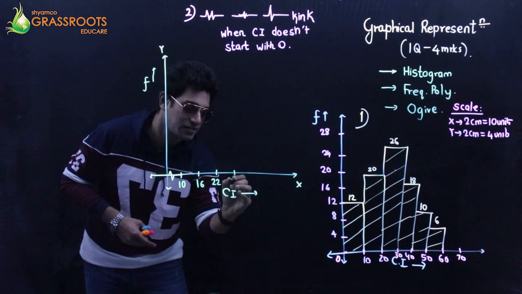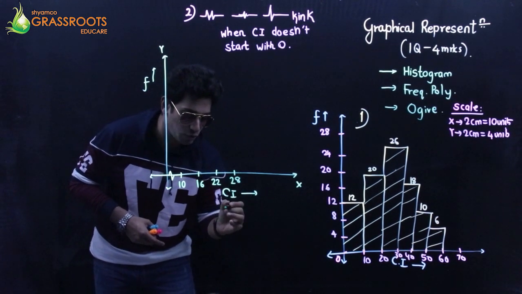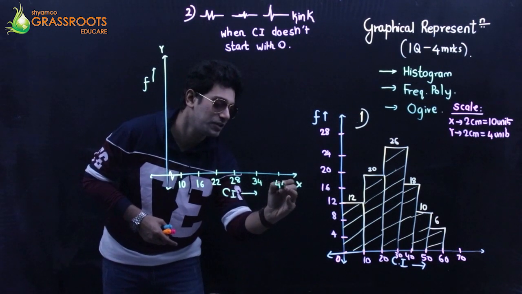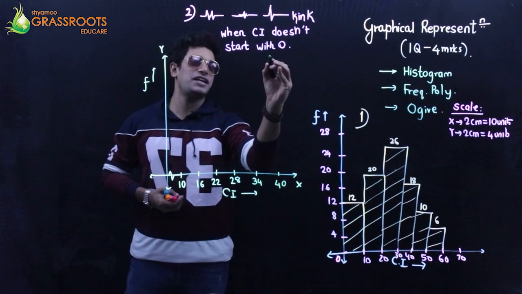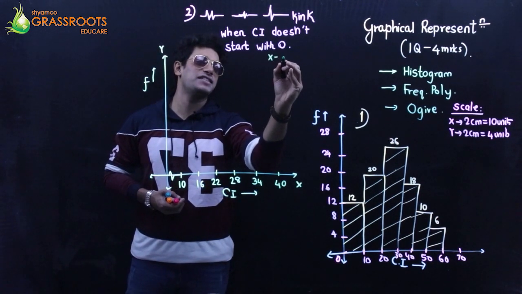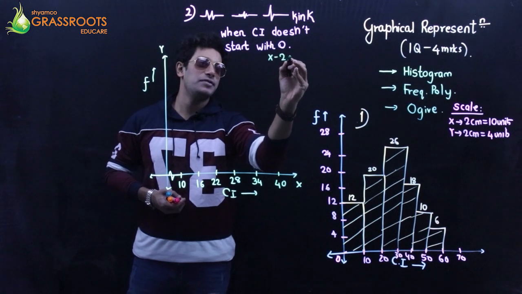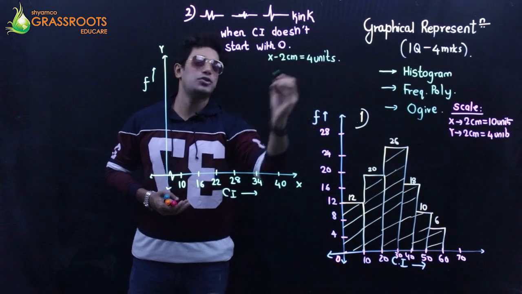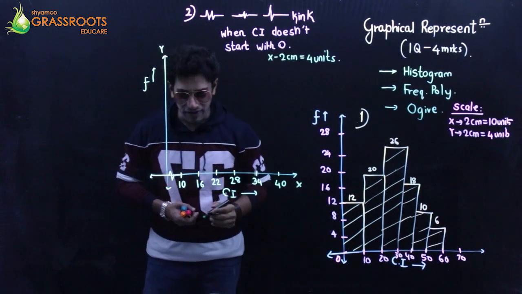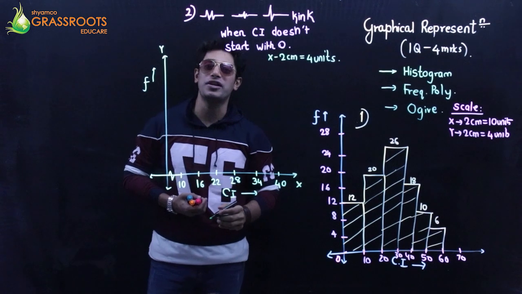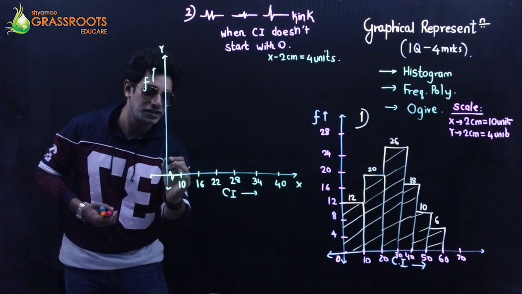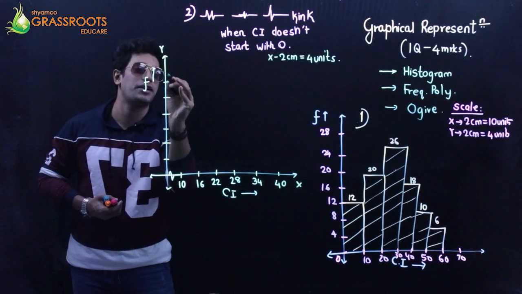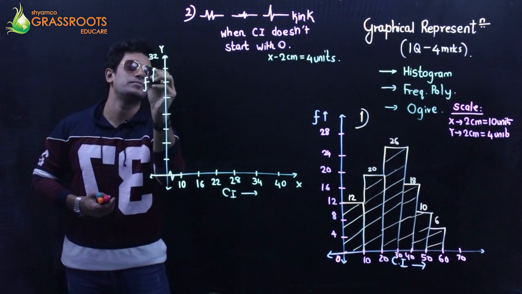It's a gap of 6, 28. It goes on till 34, 40. Fine. So on the x-axis the scale is 2 centimeter as 4 units. On the y-axis, maximum it is going up to 30. You can take 2 centimeter as 4 units again: 4, 8, 12, 16, 20, 24, 28 and 32.